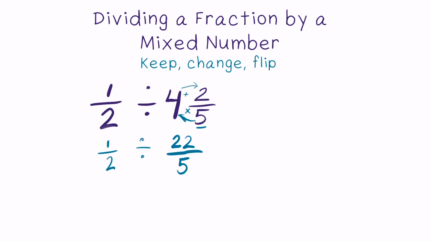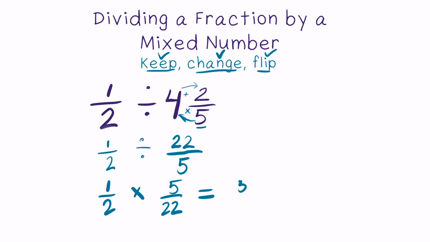Now that we have 2 simple fractions, we can use our dividing fractions strategy of keep, change, flip. We'll start by keeping 1/2 the same. Next, we'll change the operation of division to the opposite operation of multiplication. And finally, we will flip the fraction of 22/5 into its reciprocal of 5/22. Now that we've completed all 3 steps, we can multiply across the fraction. The numerators, 1 times 5 equals 5, and the denominators, 2 times 22 equals 44. We have an answer of 5/44.